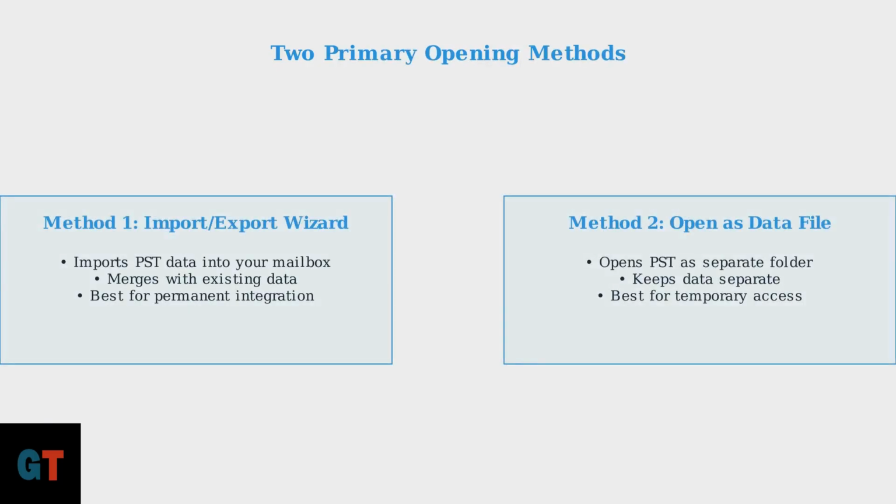There are two primary methods for opening PST files in Outlook 365. The Import-Export wizard imports PST data directly into your mailbox, while opening as a data file keeps the PST content in a separate folder structure.